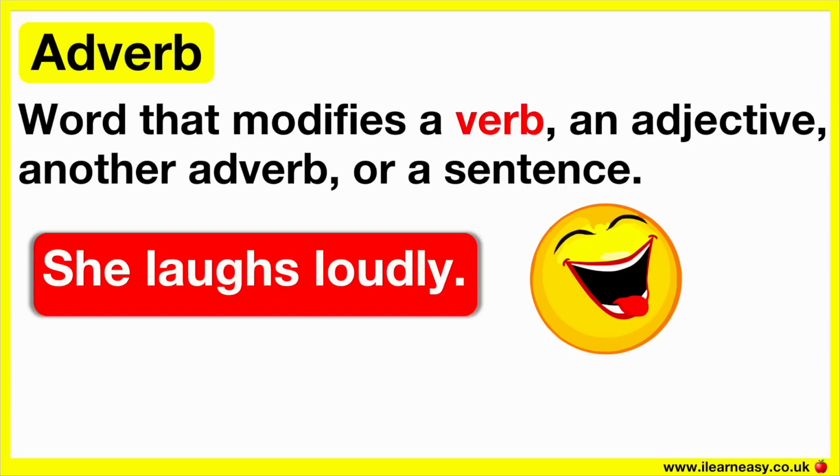She laughs loudly. The adverb in this sentence is loudly because it's describing the verb laughs. Remember, a verb is a word that is used to describe an action, state, or occurrence. The adverb in this sentence is describing how the girl laughs. So she laughs loudly.